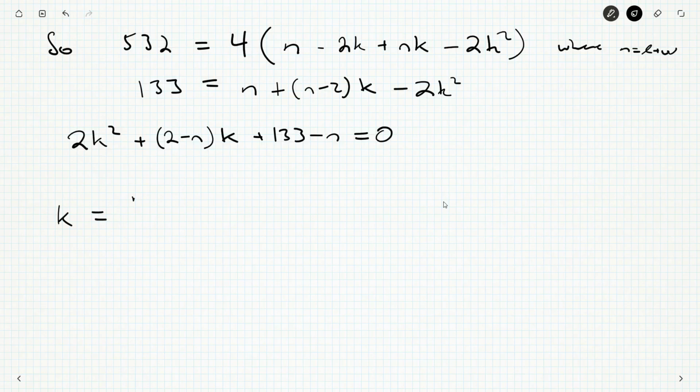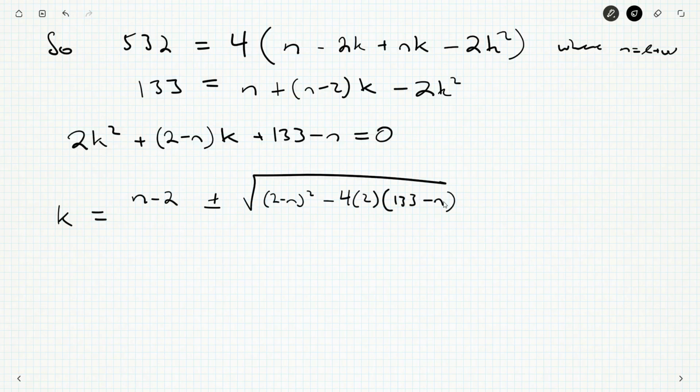So negative b plus or minus, because there's no way I can see to factor this, square root of b squared minus 4ac all over 2a. And this is quite telling that we have to divide by 4. That will mean certain values of n can be left out, because remember, k's got to be an integer.